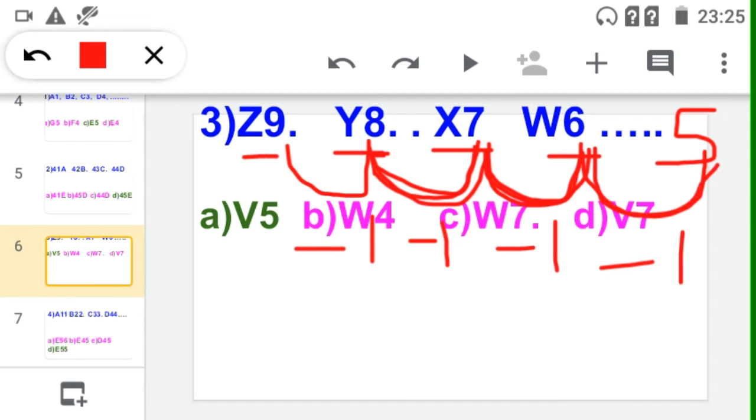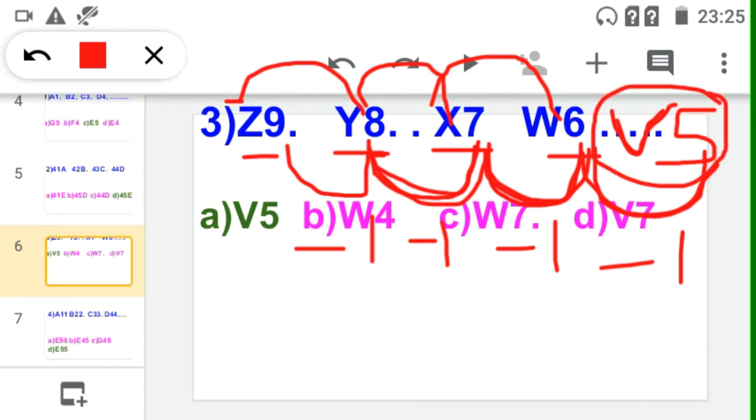Now this is over. Now see the alphabets. In the first term there is a Z. Now Z before Y, Y before X, X before W. Then W before which alphabet will come then in the fifth term? Yes, that is V. Correct. W before V should be there. So what is the fifth term then? V5. V5 is the fifth term. So V5 is the fifth term, dear student.